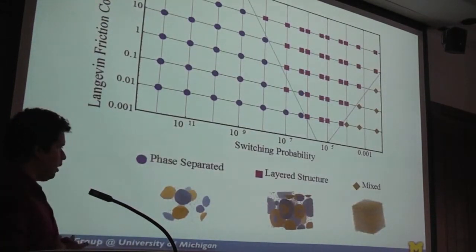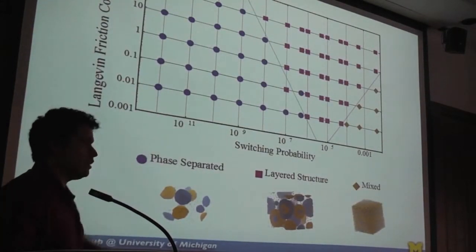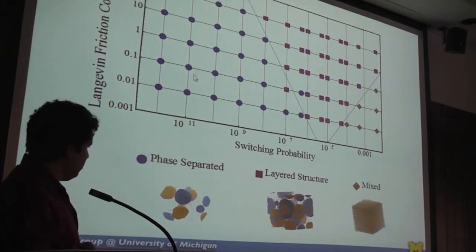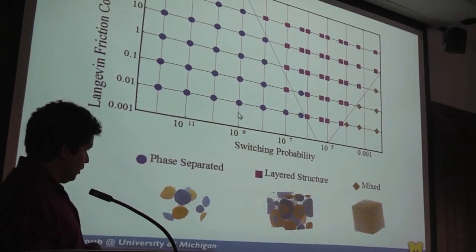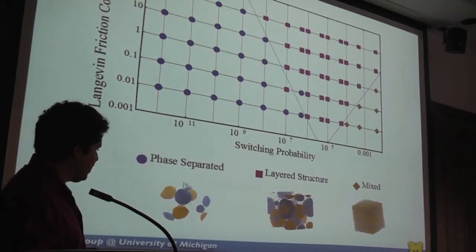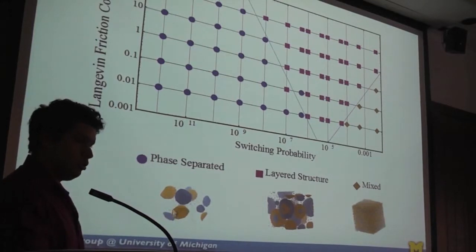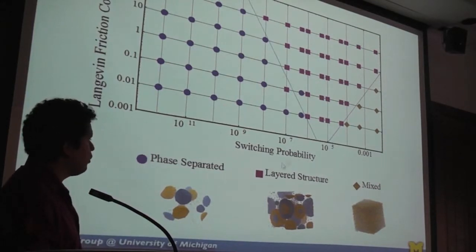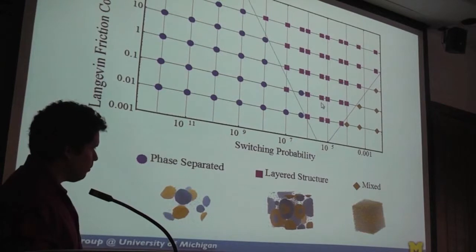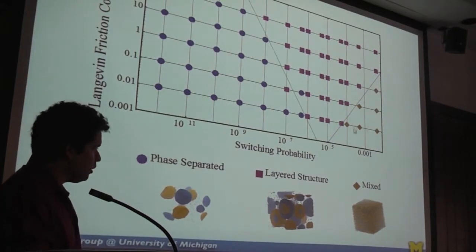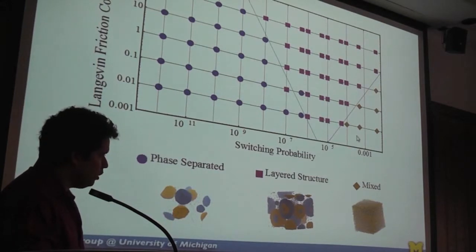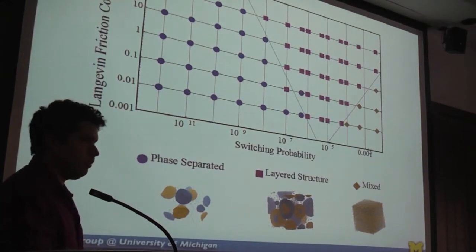Here we can see a phase diagram of this system. If the switching is too slow, like in this case, here we get the phase separated system. It is able to go back to this equilibrium configuration. At a sweet spot, we can get the layer structure, and if it's too fast, the system goes back to well mixed.